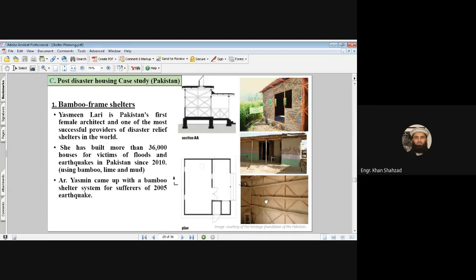Coming towards Pakistan, the post-disaster housing or case study. Is there anyone architect in the class today?